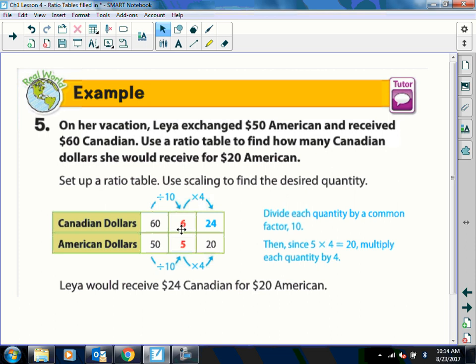Very good. So now you can see we can get from 5 to 20. You with me? So 5 to 20, we're multiplying times 4. So 6 times 4 is 24. So that tells us that Leah would receive $24 Canadian money for her $20 American money.